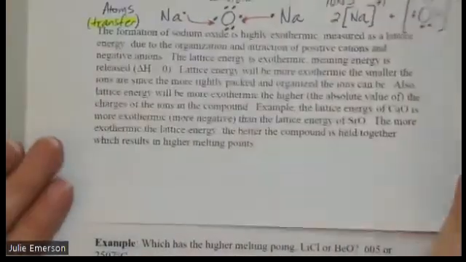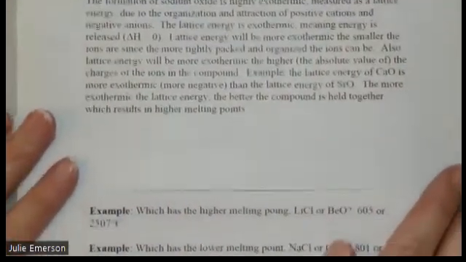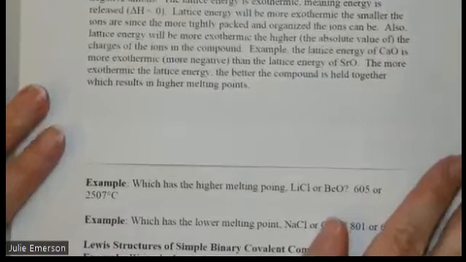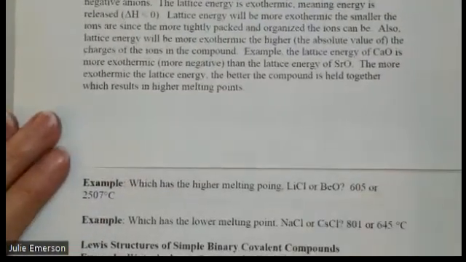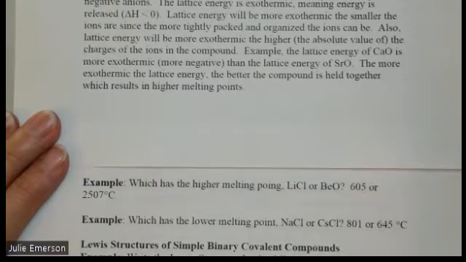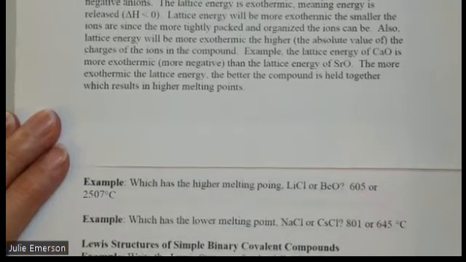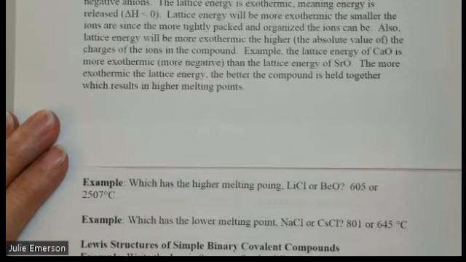So if I use that information and then answer this question here. Let's say I've got lithium chloride, and then beryllium oxide. And I say, okay, one of those has a melting point of 605 degrees Celsius. The other one, like over 4 times as much, right? 2,507 degrees Celsius. So which one has the higher melting point?